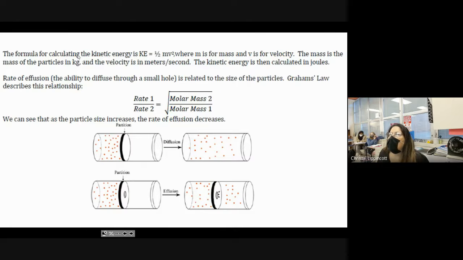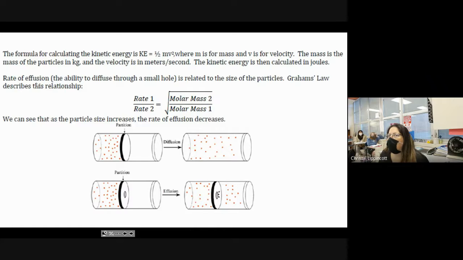All right, calculating kinetic energy, the formula is kinetic energy equals 1/2 mv squared. Mass and velocity are counted on in here. The mass is the mass of the particles in kilograms, and the velocity is in meters per second. So the energy is then calculated in joules.